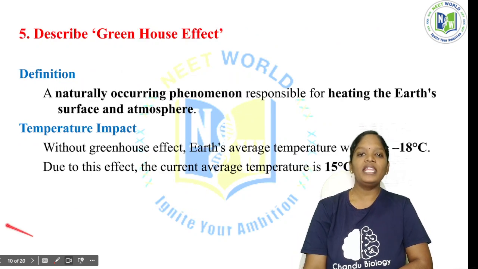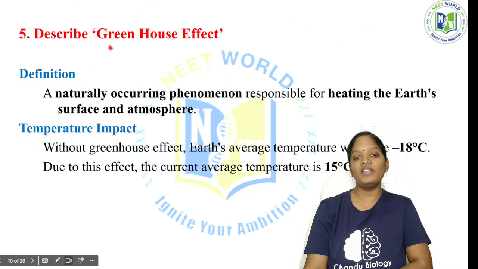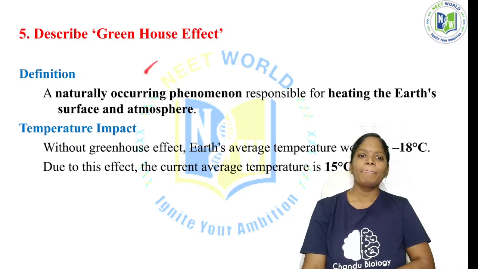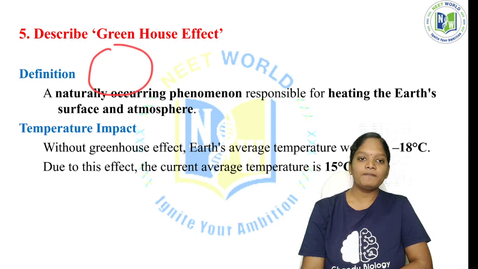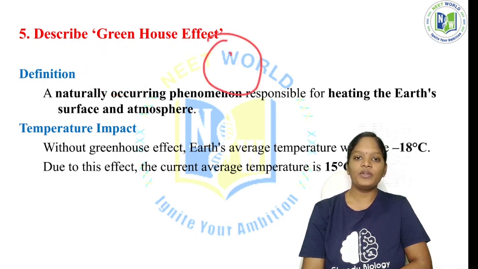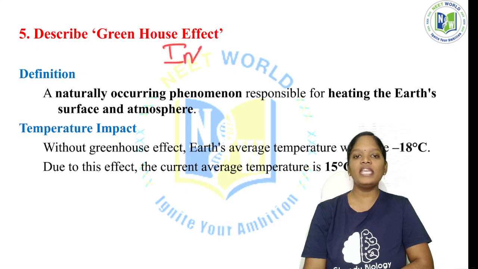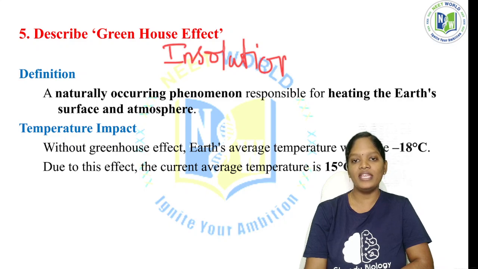Now comes the greenhouse effect. This question is very important. So greenhouse effect means, see, this is the earth and this is the sun. From the sun to the earth, the sun rays will be coming. That is called insolation. Insolation means incoming solar radiation.